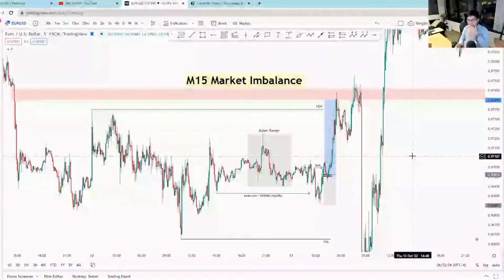Do let me know whether you guys are interested to learn more about these smart money concepts. Maybe I can ask IronFX. Maybe we can have a session about it in the future. I can share more about it. Any questions, do let me know. This is how I actually refine my trade without using any indicators.